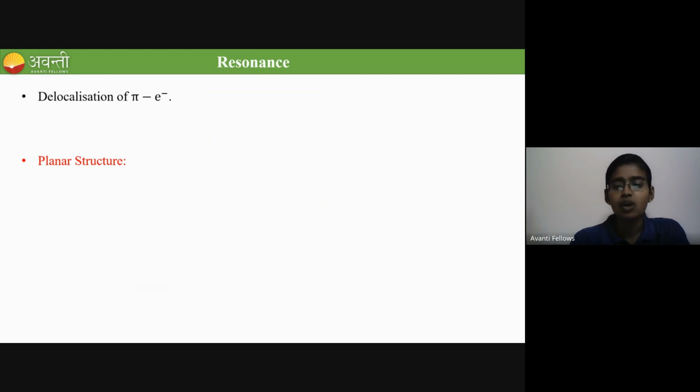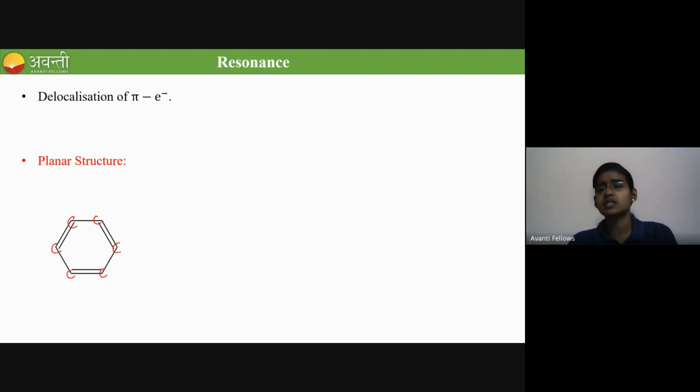And the very common example for a system which is planar in structure is benzene, okay? So how many carbons are there in benzene? We have 6 carbons, right? So 1, 2, 3, 4, 5 and 6. So C6H6 is benzene and we have 6 carbons and all the carbons are double bonded carbons. So the hybridization of each carbon will be sp2. So there will be one electron present in the unhybridized p orbital.